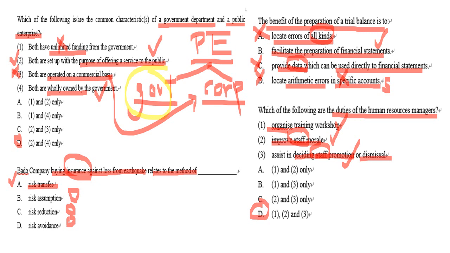Okay, next one. The benefit of the preparation of a trial balance is to, one, locate errors of all kinds.